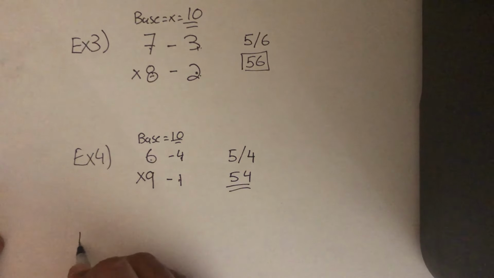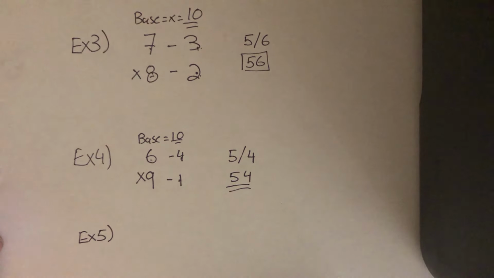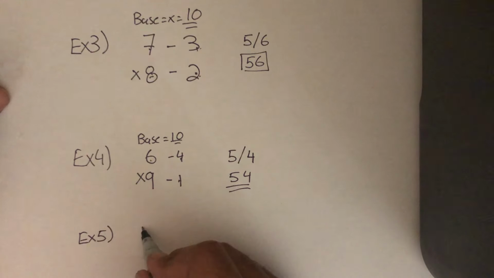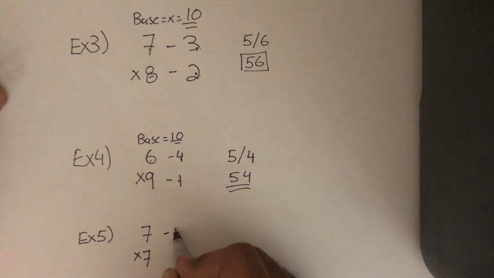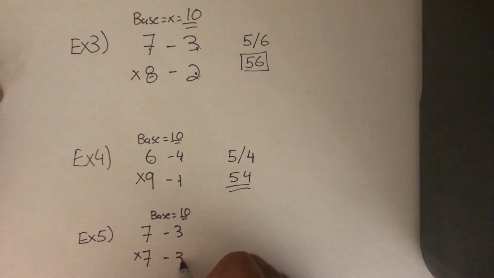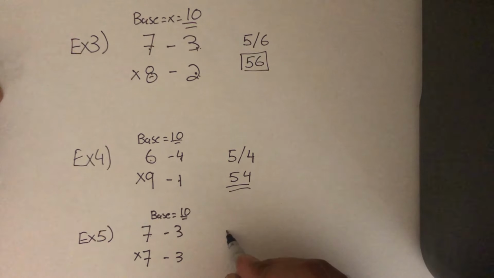Okay, let's do an example with a carry now. Now, let's do this one. Let's do 7 times 7. So this is 3 units away from 10. Base is 10. This is also 3 units away from 10. We're not going to have to carry here, actually. 7 minus 3 is just 4. 3 times 3 is 9. So answer 49.